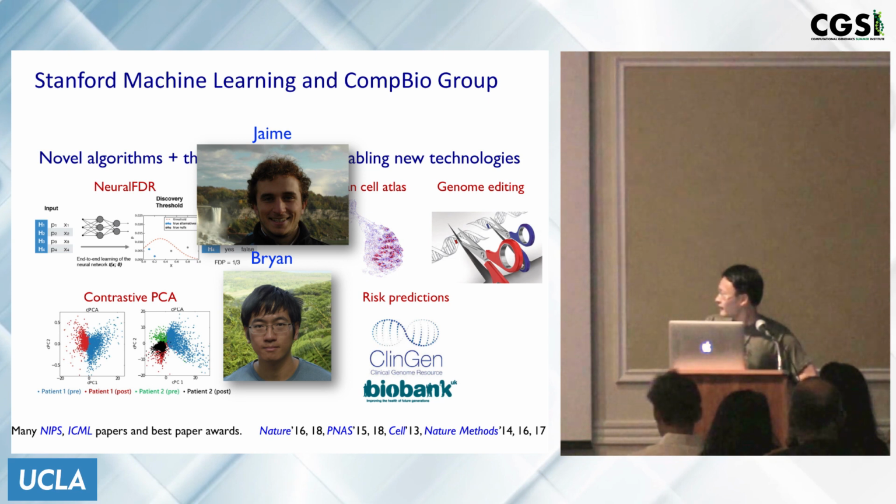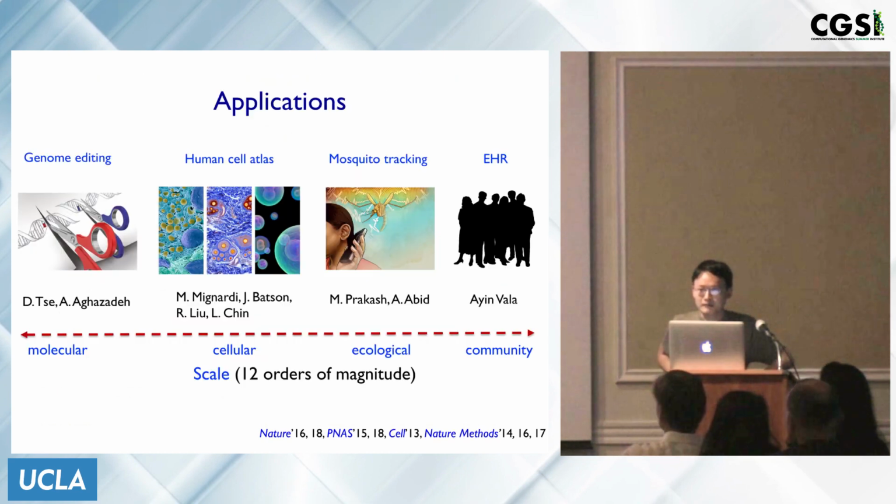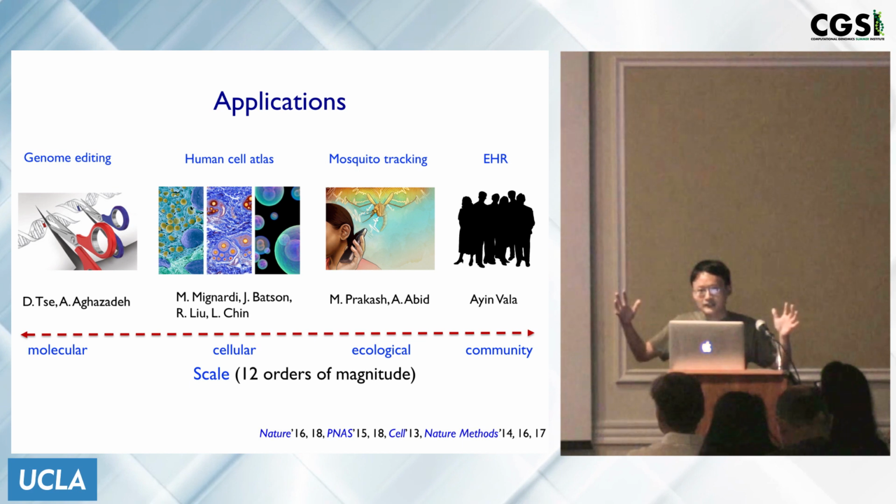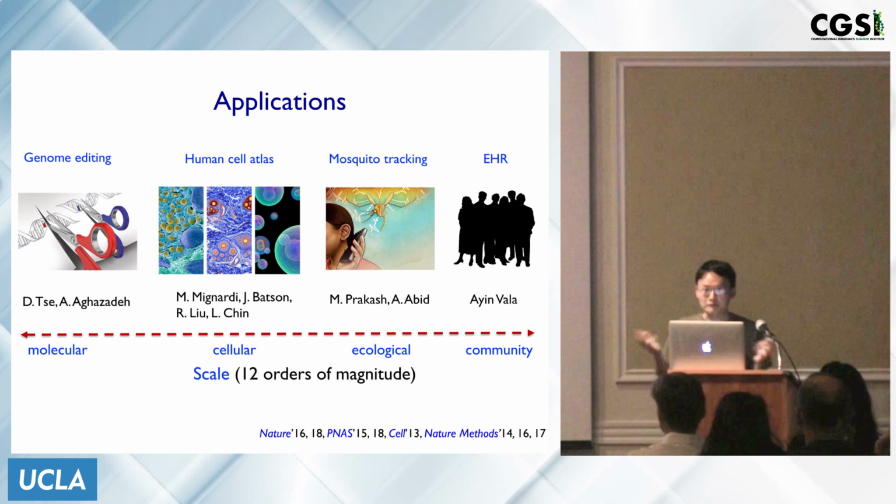Great. So the kinds of applications that I'm interested in in my group are quite diverse. As I mentioned, we're interested in everything all the way from the molecular side, where we have machine learning models for genome editing, for the human cell atlas, all the way to much larger scales of, for example, using smartphones to track mosquitoes and to model EHR records of hundreds of millions of individuals. So the data that we look at comes from very different modalities, and they span also quite a wide range of physical scales.